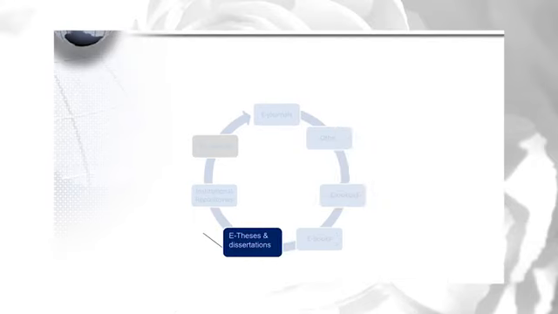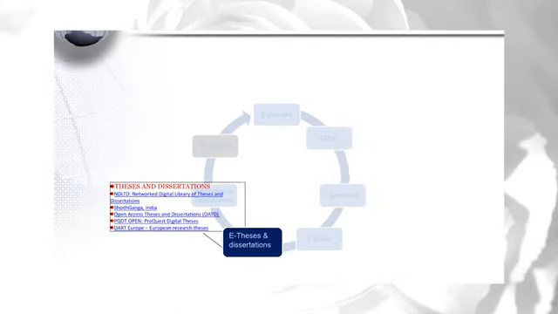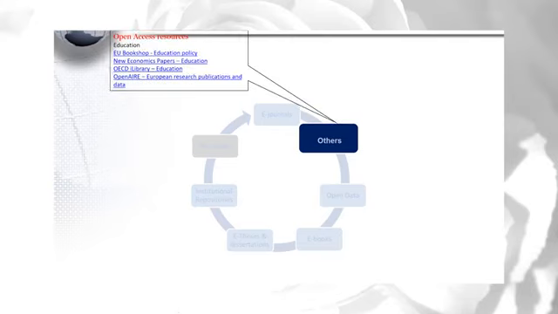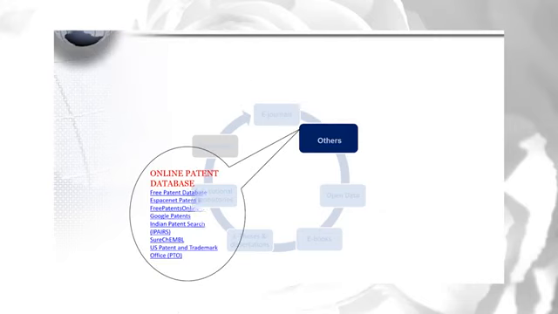E-theses and dissertations: there are a number of repositories, one is Shodhganga, then there is the National Digital Library of Theses and Dissertations, and these are the major resources for accessing full text dissertations and theses. Now, there are other resources, such as open access resources on education, and a number of resources are there that you can make use of.